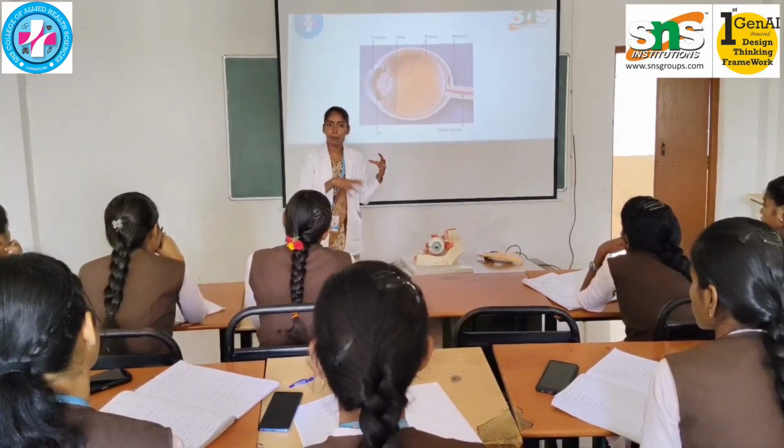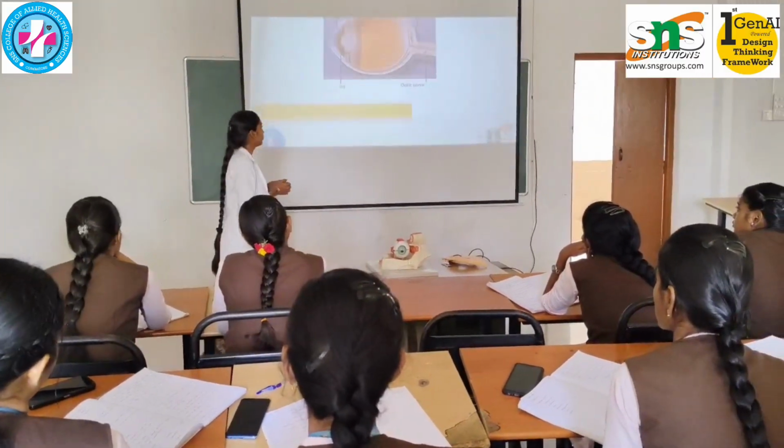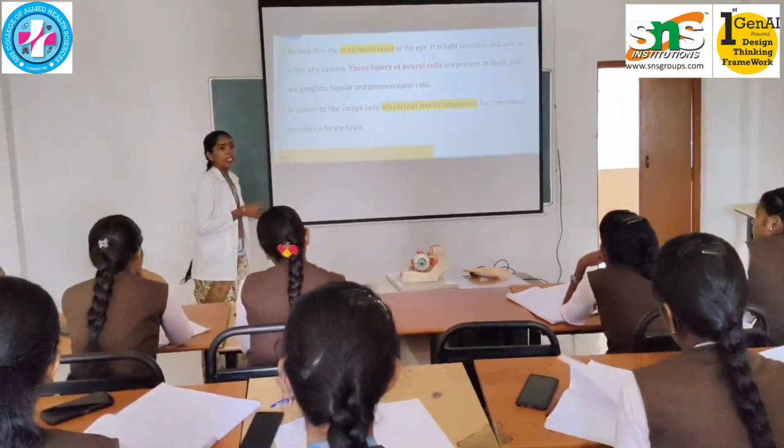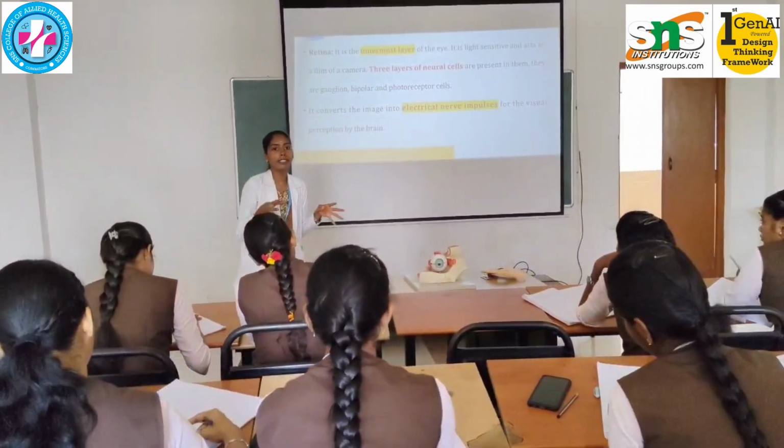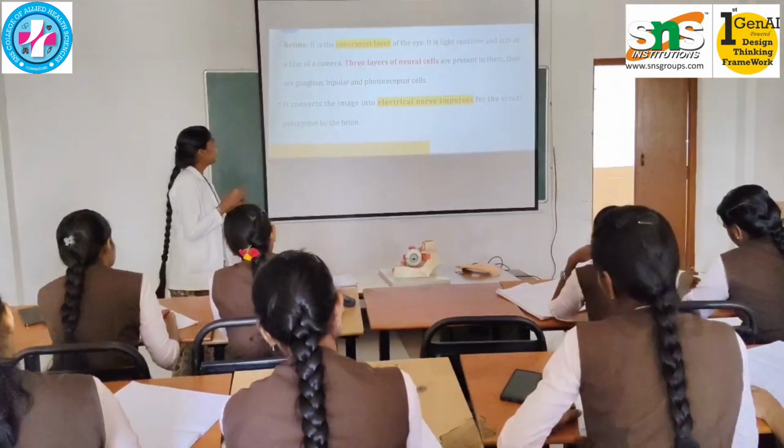The next one is aqueous humor. It is a watery fluid present between the cornea and the lens. It nourishes the eyes and keeps them inflated. The aqueous humor is a most important structure which provides the spherical shape to our eye.